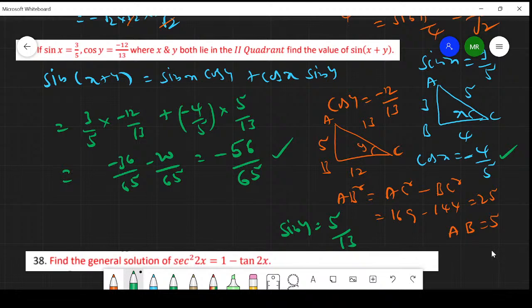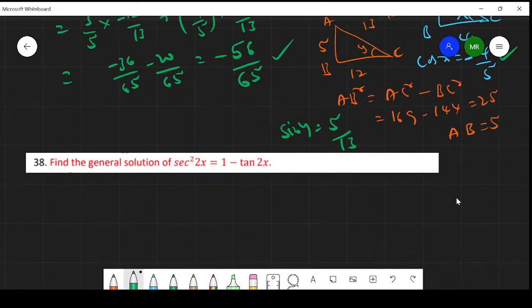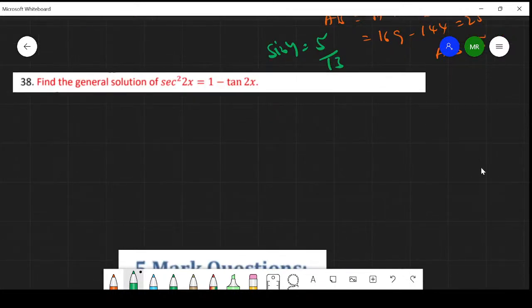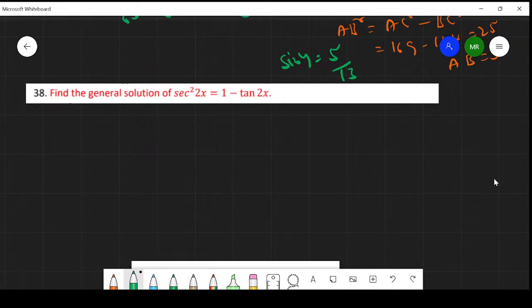Now I will do the next one. Find the general solution of sec square 2x equal to 1 minus tan 2x. So you see, this is the problem. This is the last 3 marks question. After the 5 marks questions, you will get 2 questions in 5 marks, and 1 question in 6 marks.